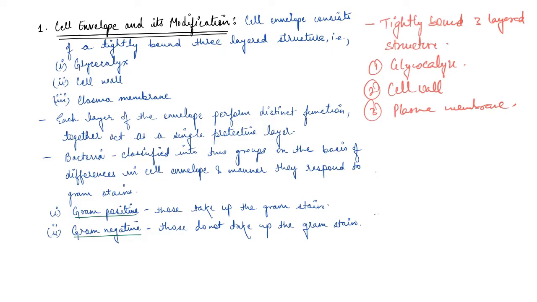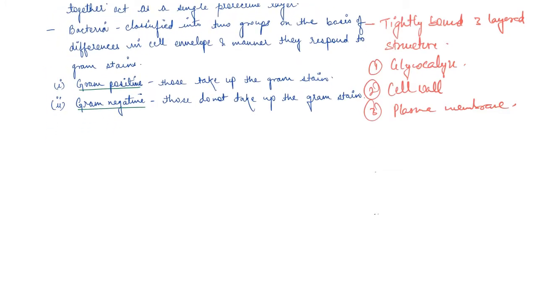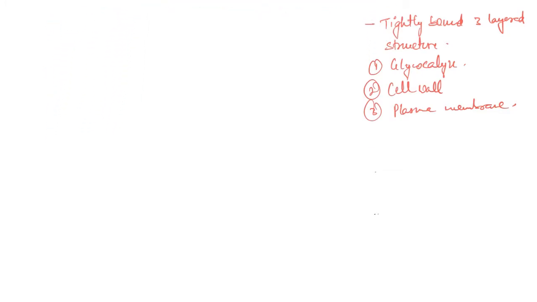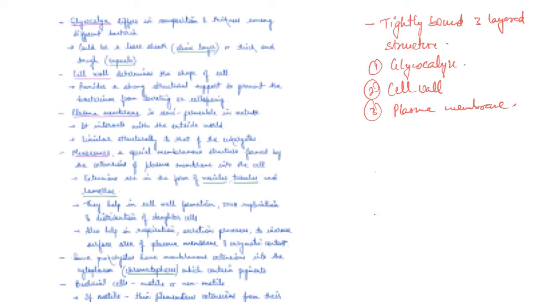Okay, so they have the glycocalyx as the first layer, right? Now the glycocalyx differs in composition and thickness among different bacteria. It could be a loose sheath, which is known as a slime layer. In some bacteria, it can be very thick and tough, which is known as a capsule, right? So the glycocalyx can be present in the form of a slime layer or in the form of a capsule.